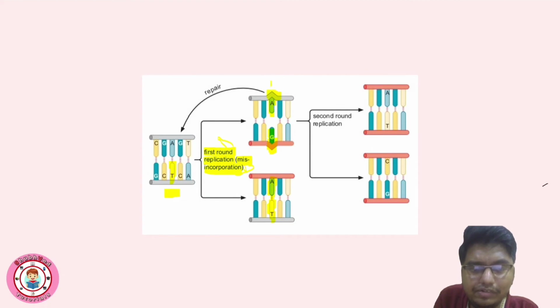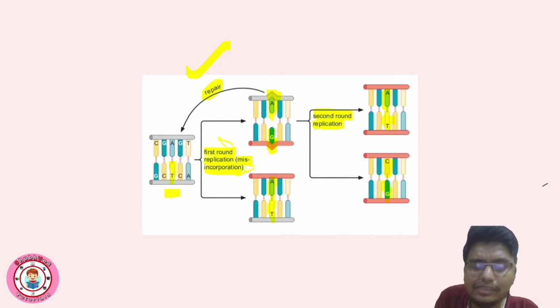Now, after the first round, the repair has to be done. If repair is not done, then the second round of replication takes place, and here also we can see one strand is having AT, and here it is CG. So this results in the mutation. This is known as mutation, and this will get fixed. So this has to be corrected after the first round of replication only.